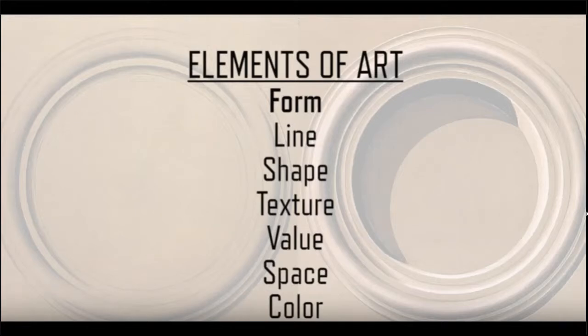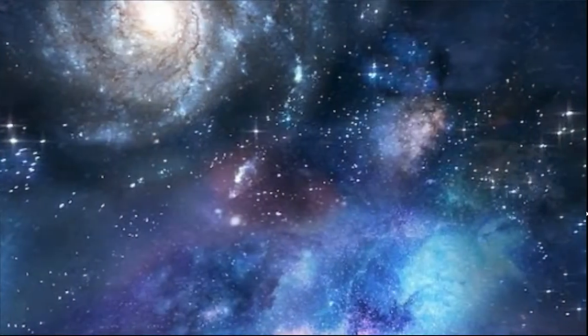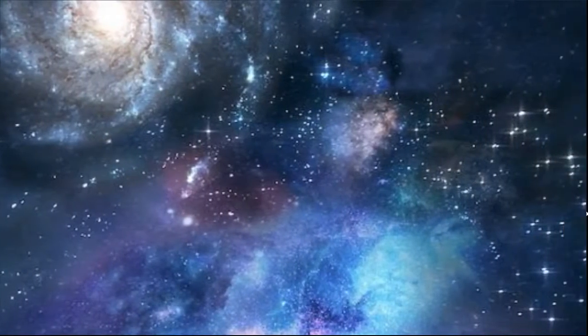The elements of art are very important when it comes to all kinds of art. Forms of art can be applied to any kind of art. There are 7 elements. The elements include form, line, shape, texture, value, space, and color. And every piece of art you see has at least one of these elements in them.